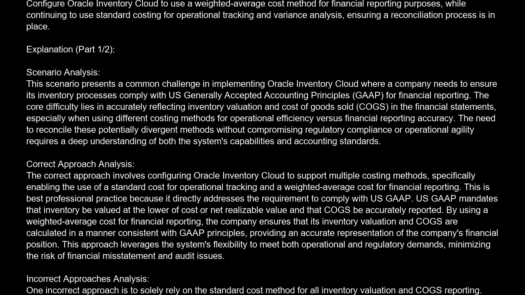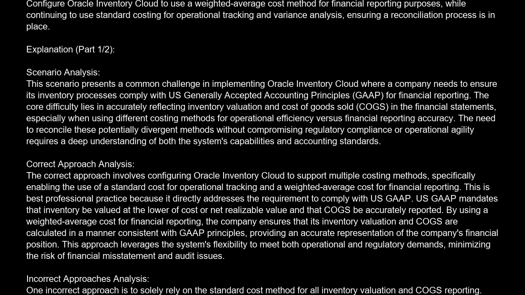be accurately reported. By using a weighted average cost for financial reporting, the company ensures that its inventory valuation and COGS are calculated in a manner consistent with GAAP principles, providing an accurate representation of the company's financial position. This approach leverages the system's flexibility to meet both operational and regulatory demands, minimizing the risk of financial misstatement and audit issues.